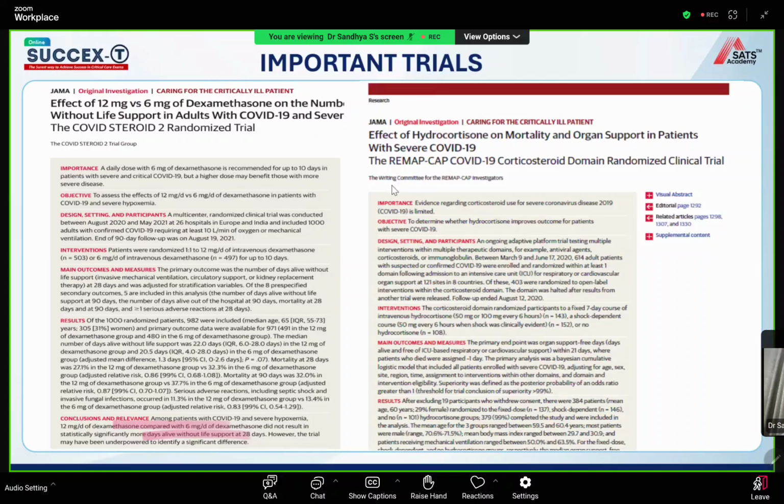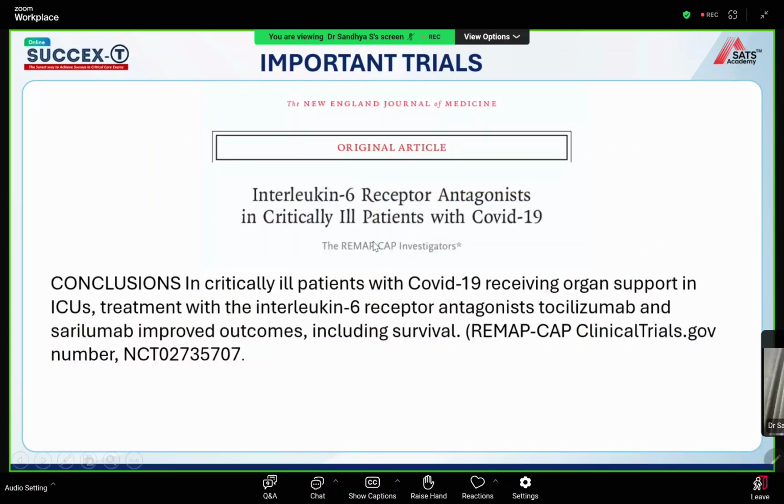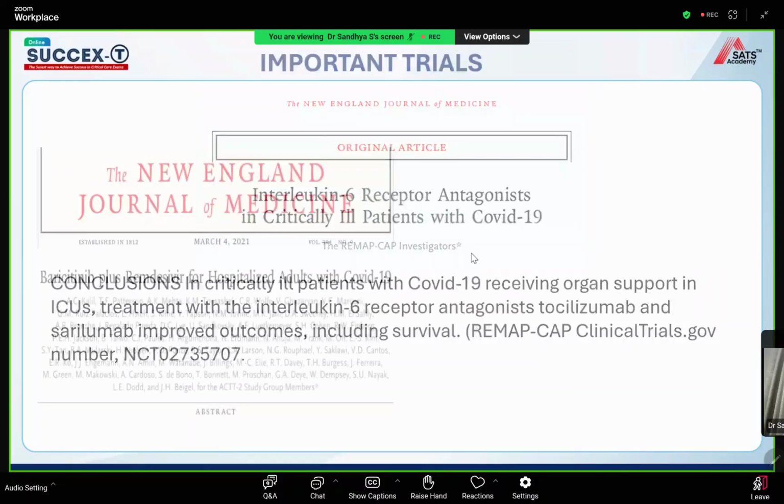Another one is the REMAP-CAP trial on interleukin-6 receptor antagonists, which shows that there is some benefit with tocilizumab and sarilumab, but later it was found that it is not very beneficial, and then this was discontinued. But this is also one of the important early trials that you should know about.